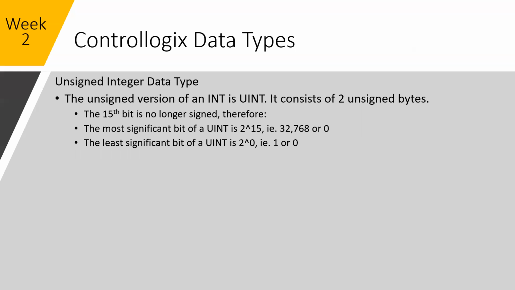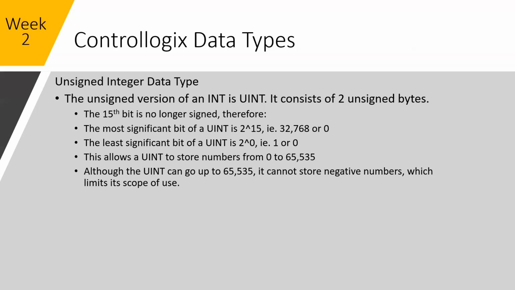There is an unsigned version of an integer where the 15th bit is no longer signed. Therefore, the most significant bit of an unsigned integer is 32,768. This allows the unsigned integer to store values from 0 to 65,535, although it can't go negative. Does that make sense? So the range is similar. It's just that on an integer, you're going from negative 32,768 to positive 32,767. But with an unsigned integer, you're able to go from 0 all the way to 65,535.